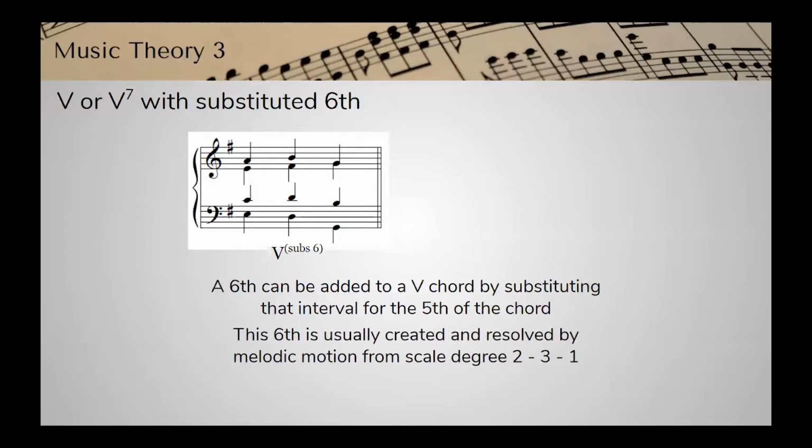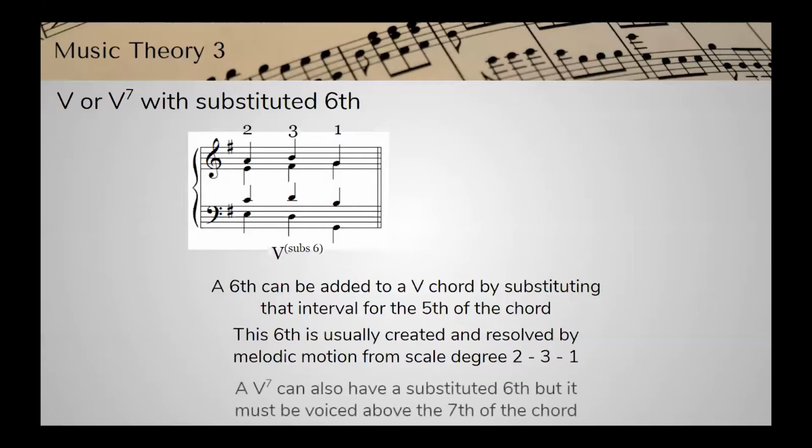The 6th is usually created and resolved by melodic motion from scale degree 2, 3, and 1. You can see that here we have the second scale degree A, moves up by step to create the 6th, and then that resolves weirdly by a leap down to the first scale degree. So it's one of the few dissonances that can resolve by leap.